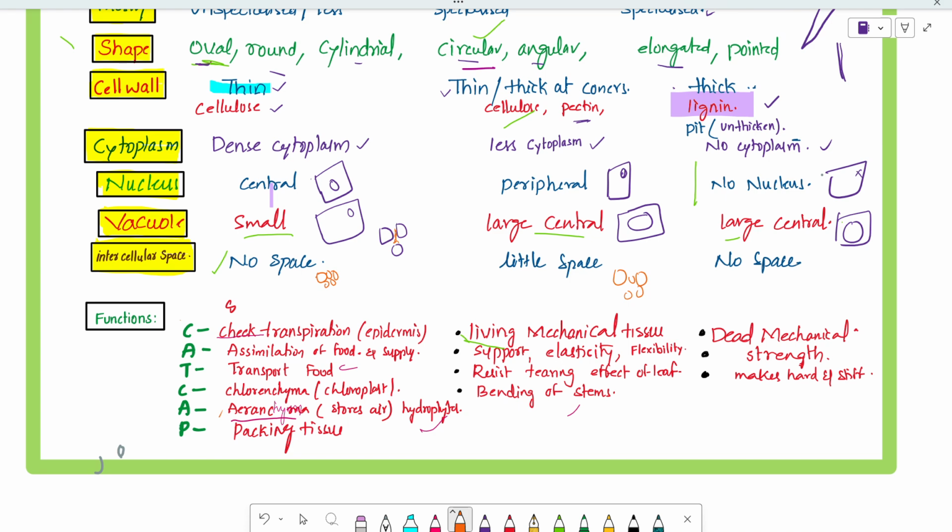Okay, next and last, our sclerenchyma is also called a dead mechanical tissue, which gives strength to the plant or which makes the hard parts of the plant. So this is all about the functions. Once again, we will revise this topic and we will end today's topic.